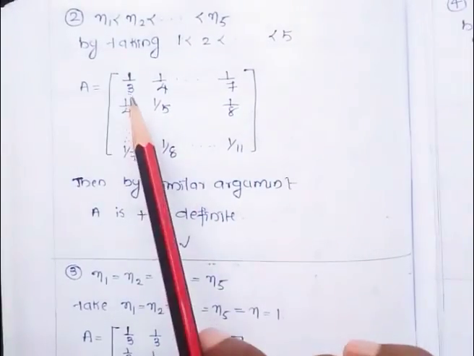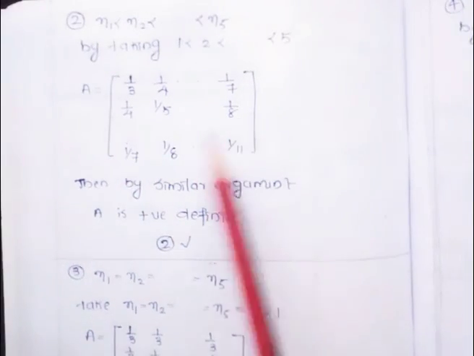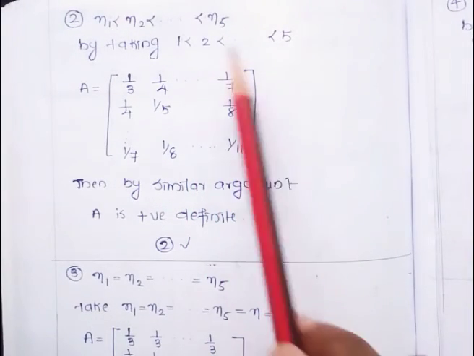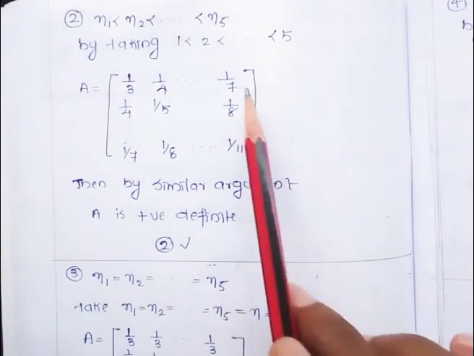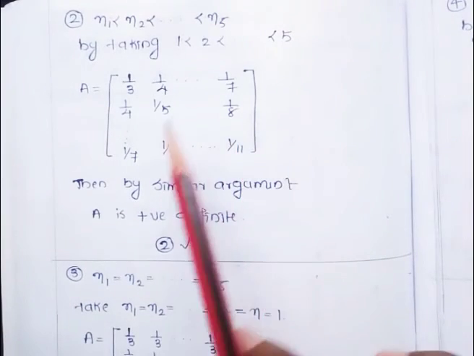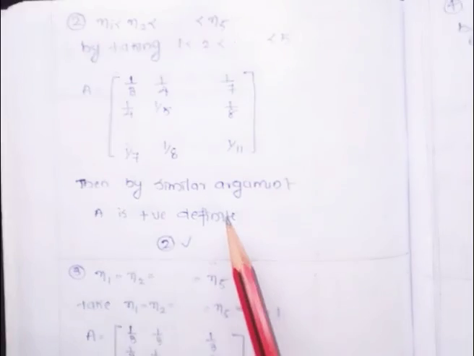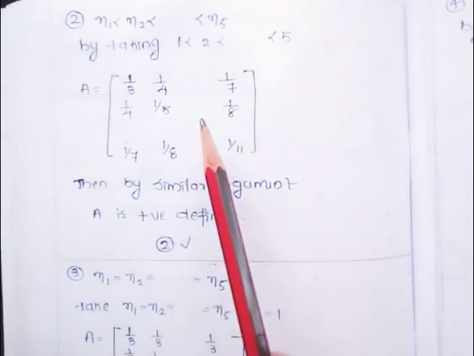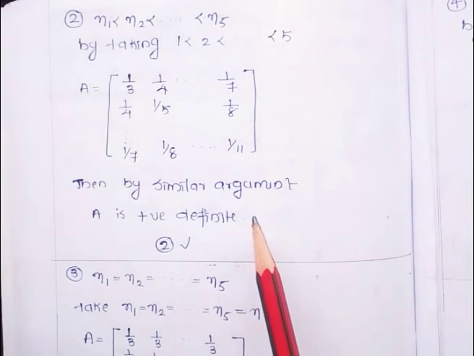So we get A is equal to 1 by 3, 1 by 4, etc., up to 1 by 7, then 1 by 4, 1 by 5, etc., up to 1 by 8, and the last row 1 by 7, 1 by 8, etc., up to 1 by 11. So it is again a Cauchy matrix, and it is also a Cauchy symmetric matrix, and all the entries are distinct and positive. Therefore we can conclude that A is positive definite, or otherwise we can look at the leading principal minors, all are positive. Therefore we can conclude that A is positive definite. So our second option is also correct.